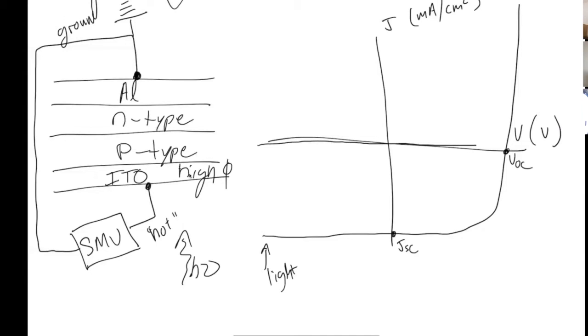So in the dark, you get a curve that looks like this that passes through zero and then kind of rises like that. Didn't really intend to have them cross here. They might not, doesn't really matter. But this is the dark curve.